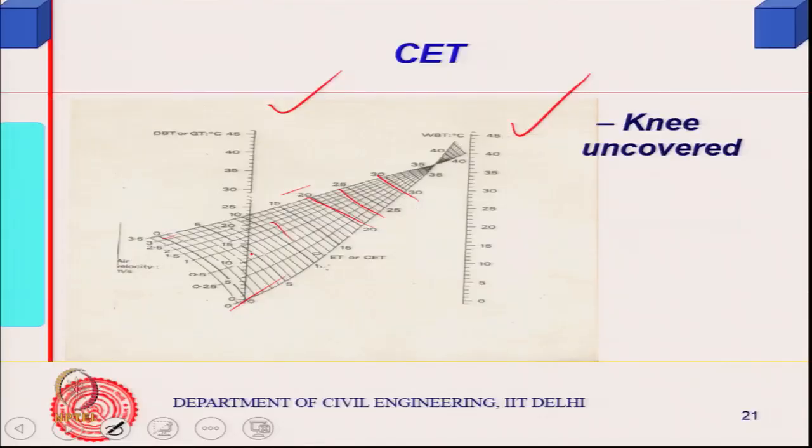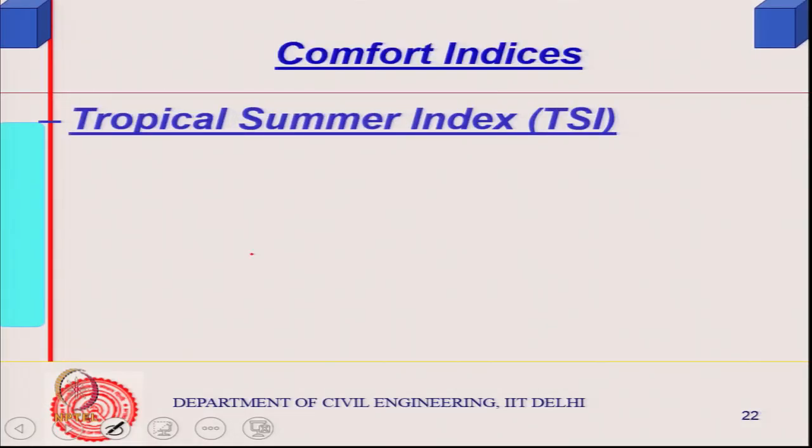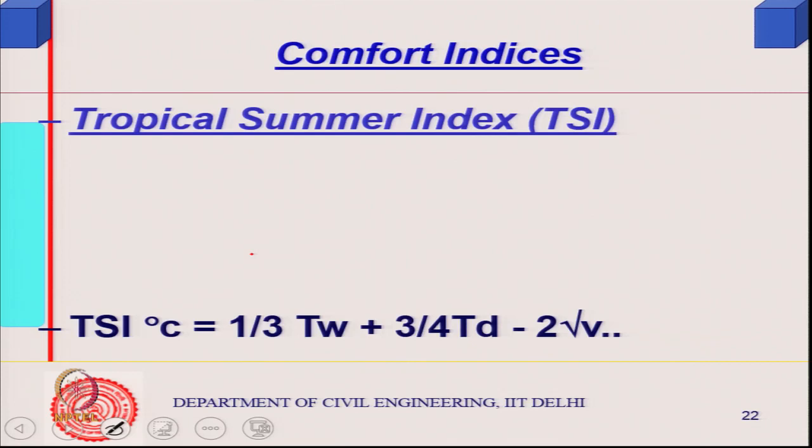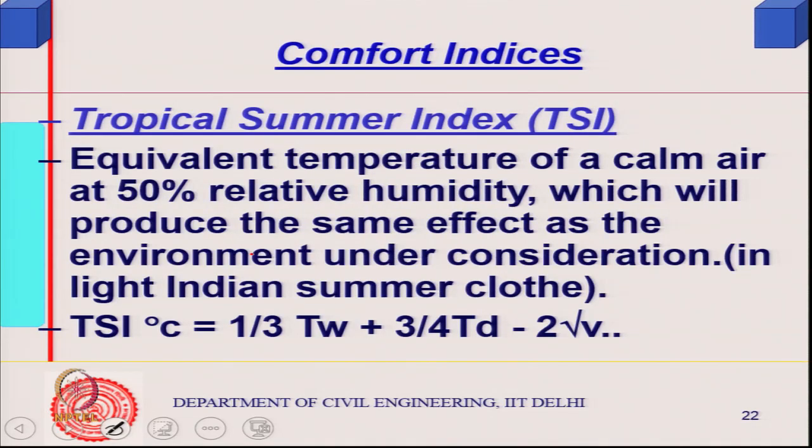Compared to this, the tropical summer index is simpler in the sense that it is in the form of an equation. It is the equivalent temperature of calm air at 50% relative humidity. The 100% relative humidity is reduced down to 50% relative humidity, and then put in Indian dress, because the research was done in India, largely at CBRI. The dress is light summer clothing, which will produce the same effect.